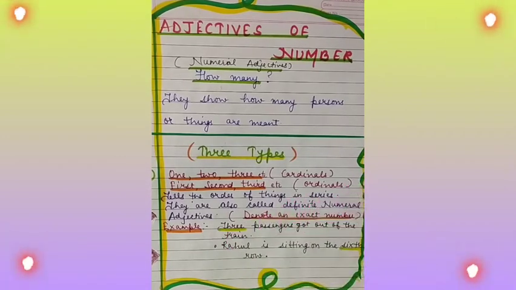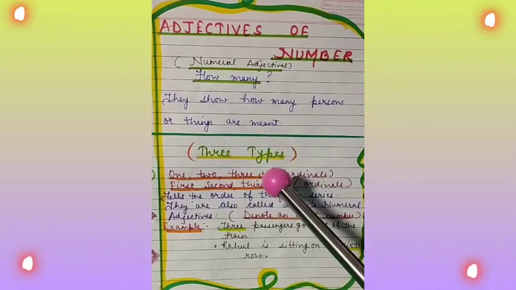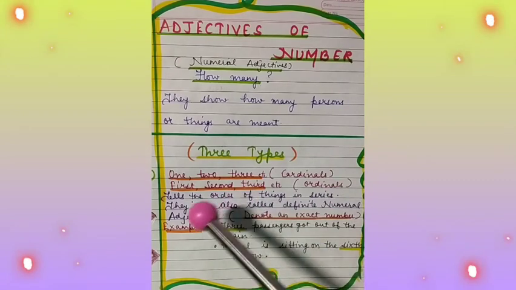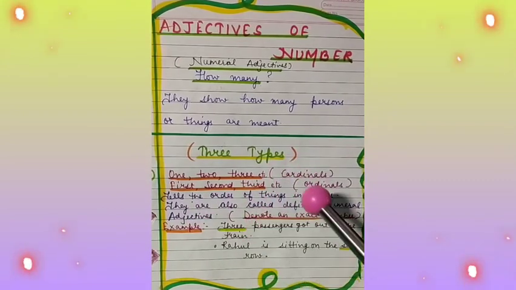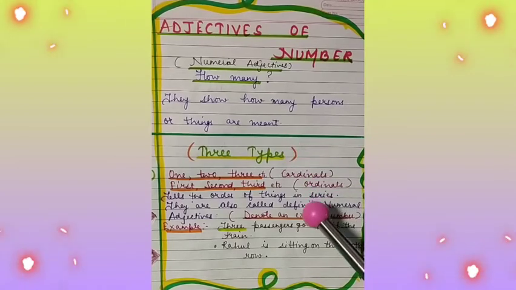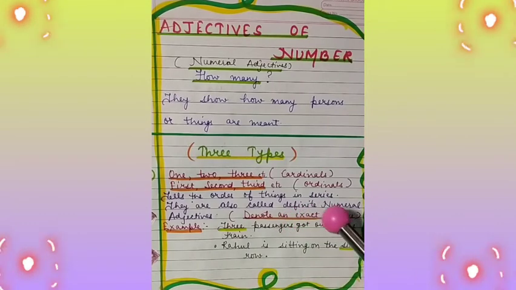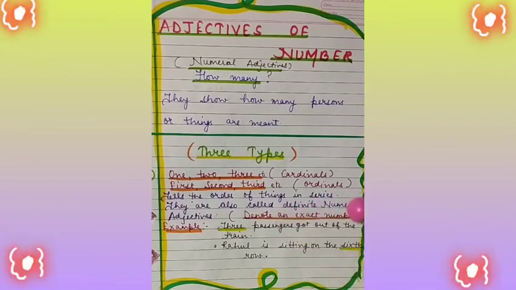It denotes an exact number, like cardinals 1, 2, 3. It tells us about how many. Ordinals, first, second, third. It tells the order of things in a series. So all cardinal and ordinal come under definite numeral adjective.